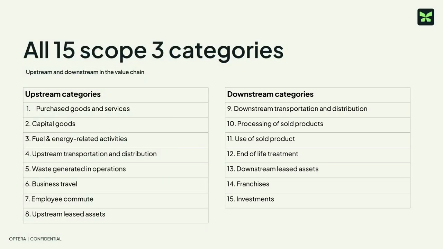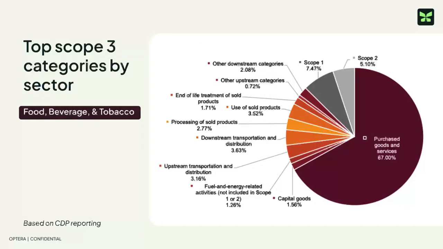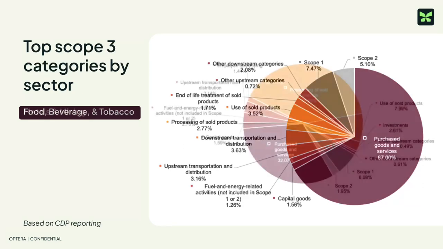The main sources of a company's emissions in terms of scope and category vary broadly depending on the industry. For example, for companies in the food, beverage, and tobacco industry, the largest Scope 3 emissions by category, by far, is purchased goods and services, which account for 2/3 of total emissions. And these numbers come from CDP reporting.